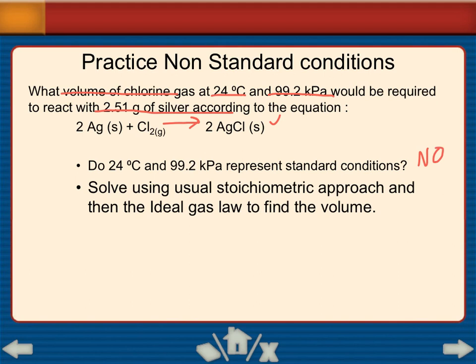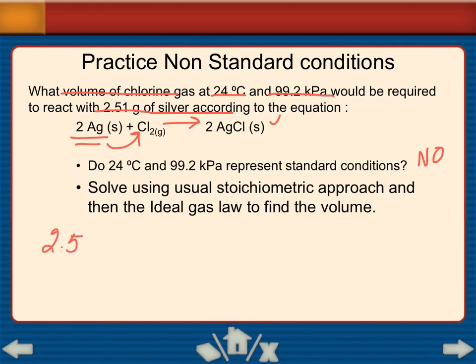So we're going to have to use the usual stoichiometry combined with the ideal gas law to find the volume of the gas. Well, one of the first things we know is that we have 2.51 grams of silver. That's one reactant. And we can relate that amount of silver to the amount of chlorine necessary in terms of moles. And once we find the moles of chlorine, we can use the ideal gas law to convert it to a volume. So we're going to start with the silver.